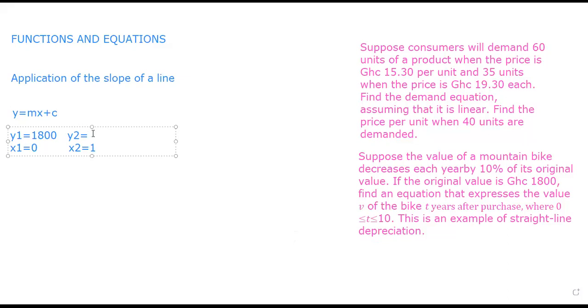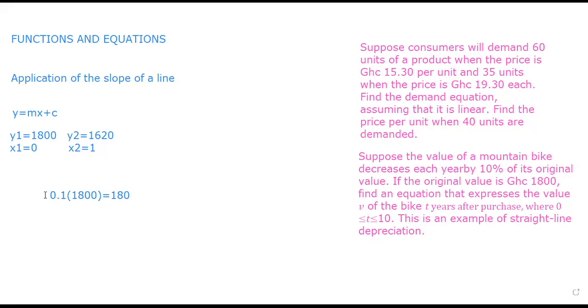So please, let's understand how they got the 1,620. They said the value of the bike decreases each year by 10%. So 10% of 1,800, which is 0.1 times 1,800, is equal to 180. But this is the amount by which the bike will go down. So this is not the value after 1 year.